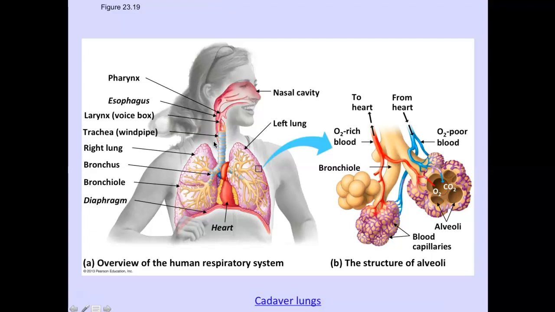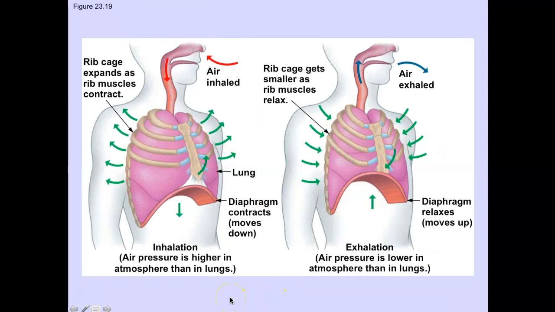So let's think about what's coming up next. I'll show you the cadaver lungs at the end here. But let's think about how we breathe. When you breathe, you are basically using the muscles of your chest and also the muscle of your diaphragm to either increase the size of your thoracic cage or decrease the size of the thoracic cage.